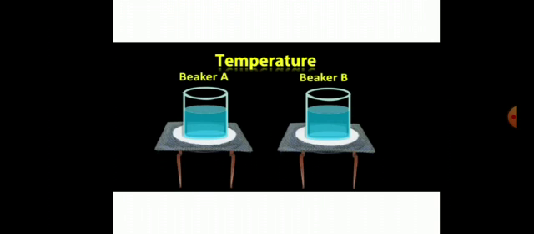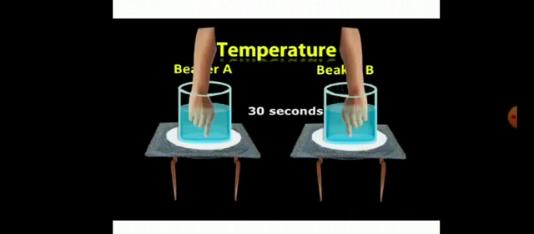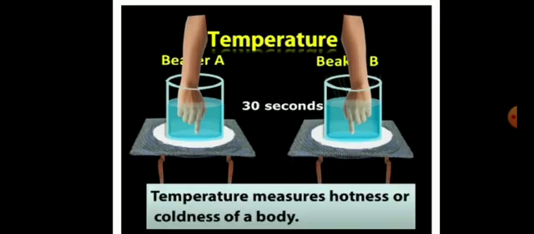In order to get the concept of temperature, let us see this activity. Two beakers are taken, beaker A and beaker B, and both the beakers contain same amount of water. Beaker B is heated for 30 seconds. After 30 seconds, put your right hand in beaker A and left hand in beaker B. In which beaker do you feel warmth? Warmth is felt in water present in beaker B. So temperature measures hotness or coldness of a body.